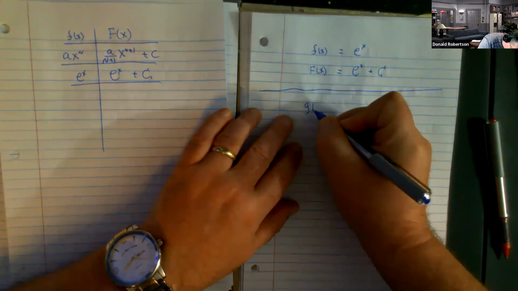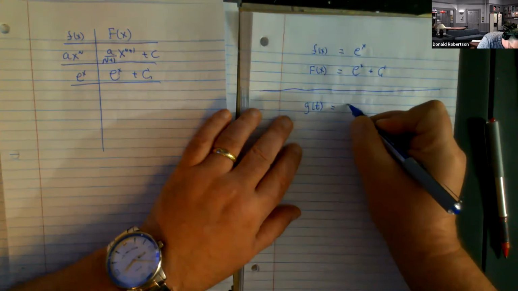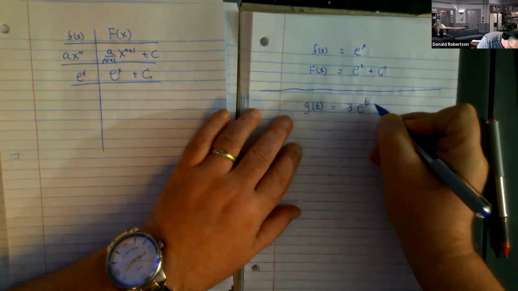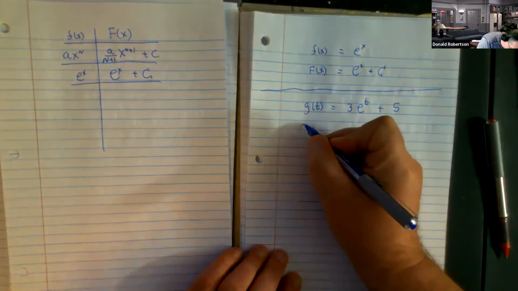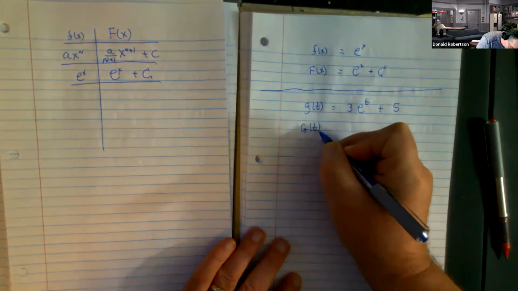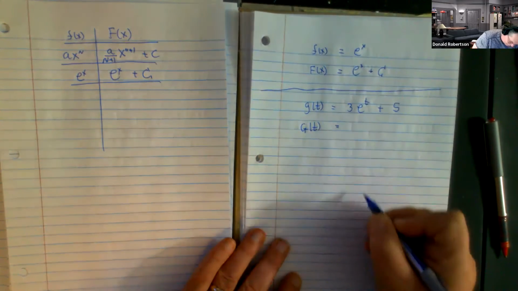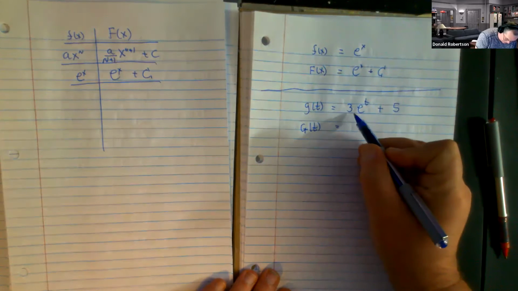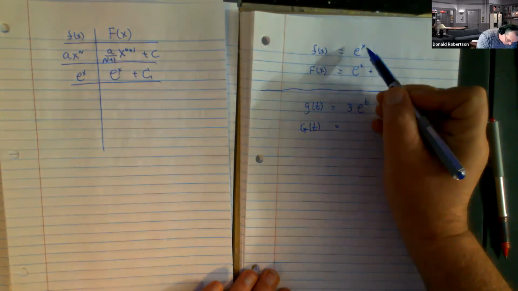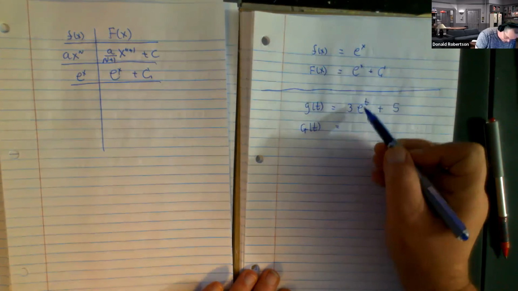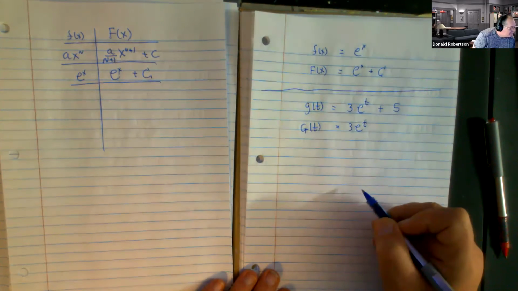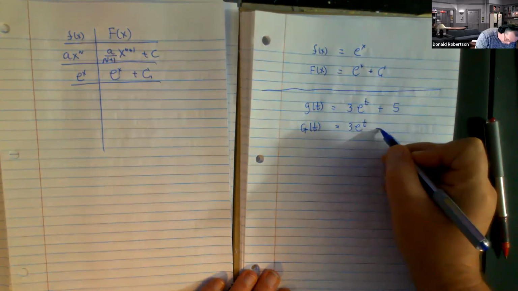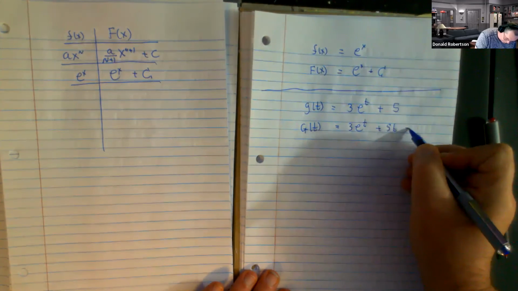So suppose I have a function called g of t, and it's 3e to the t plus 5. And I want to find its antiderivative. Well, if the antiderivative of e to the x is e to the x, isn't 3 of them just 3 of them? And we know how to do numbers, and we always finish with the c.